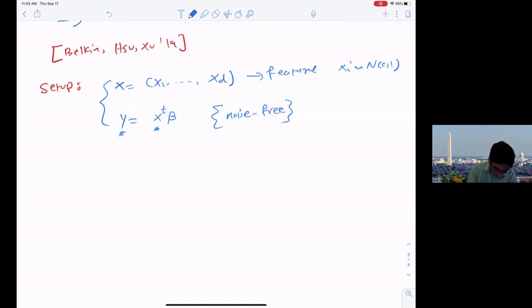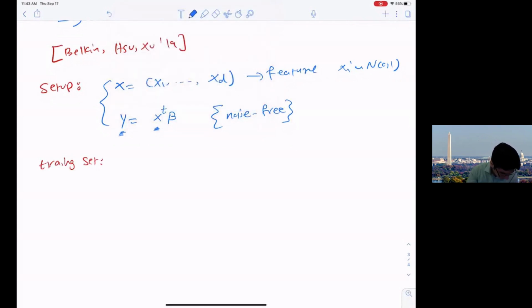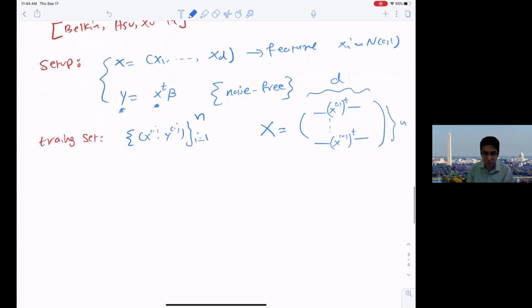So from this model, I have a training set. The training set has n samples, xi, yi, for i from 1 to n. I observe n samples. And just as notation, I'm going to put my samples in a matrix X. I'm going to put my first sample here, so this is x1 transpose. I have n samples, so I have xn transpose here. How many rows do I have? n. How many columns do I have? I have d columns. So this is an n by d matrix. That's the setup I use just to generate my training set. Nothing fancy at this point.